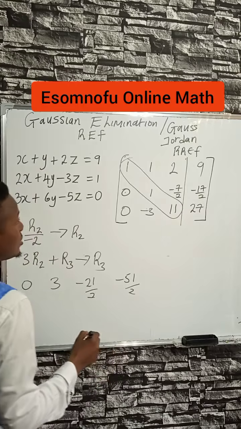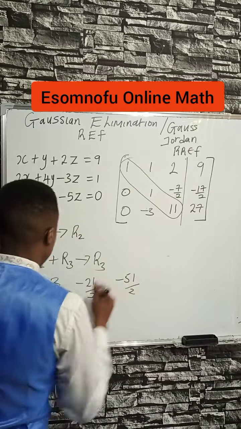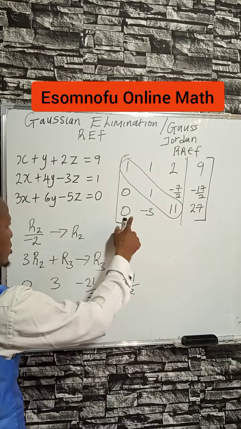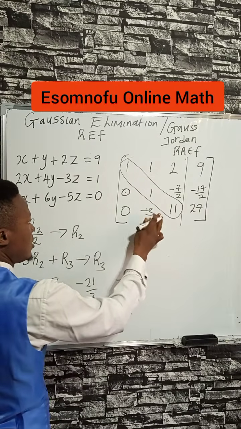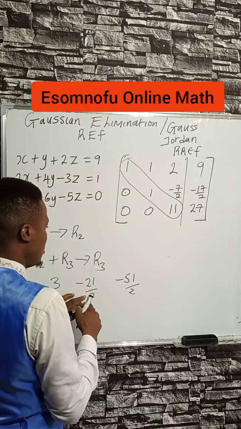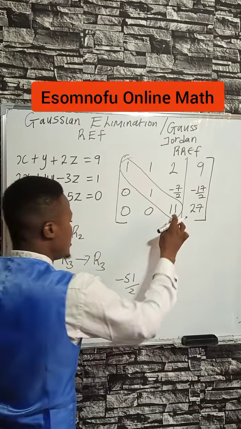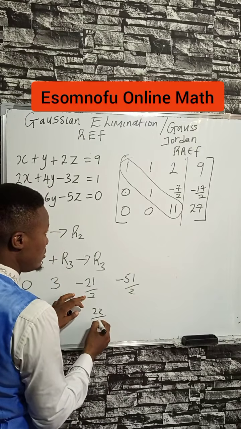Then plus row 3 to get this. So 0 plus 0 is still 0. 3 minus 3 here will be 0. And minus 21 over 2 plus 11. To make it better for us, this 11 can be seen as 22 all over 2.